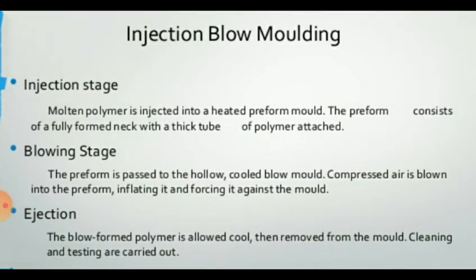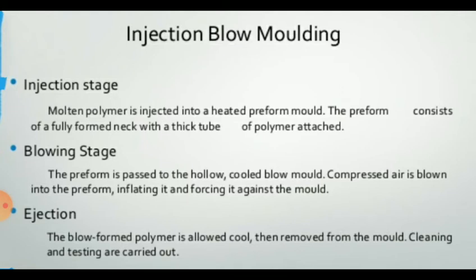Now the injection blow molding process, there are 3 stages. So first is the injection stage. So molten polymer is injected into the heated preform mold. The preform consists of a fully formed neck with a thick tube of polymer attached.